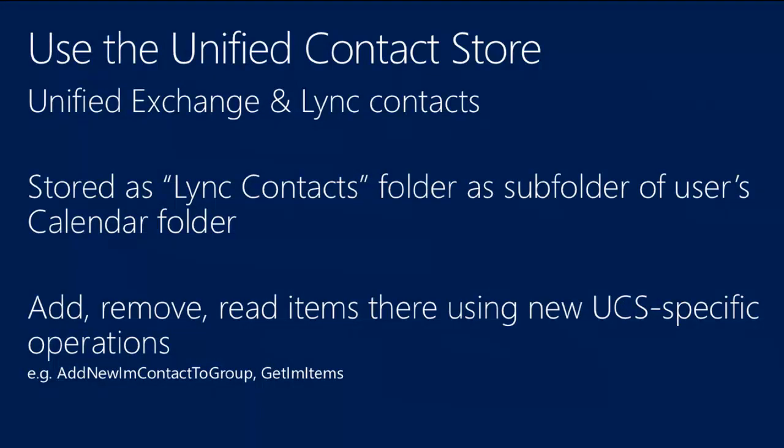So there are specific EWS commands, if you will, that you can use to modify the items in that folder. You can, for example, say, okay, I want to get the IM contact information for a contact out of the folder. I don't want their phone number. I just want to know what their SIP URI is. Or I want to create a new group of IM contacts and put a bunch of people in it.